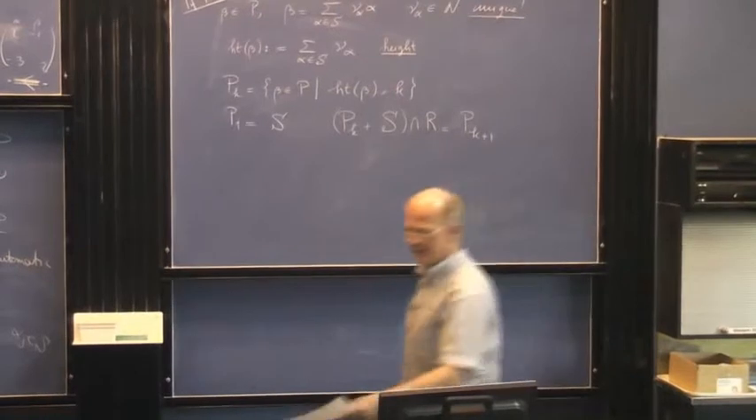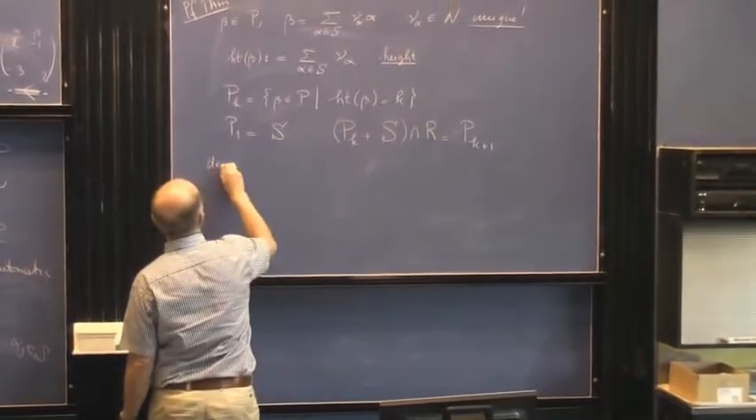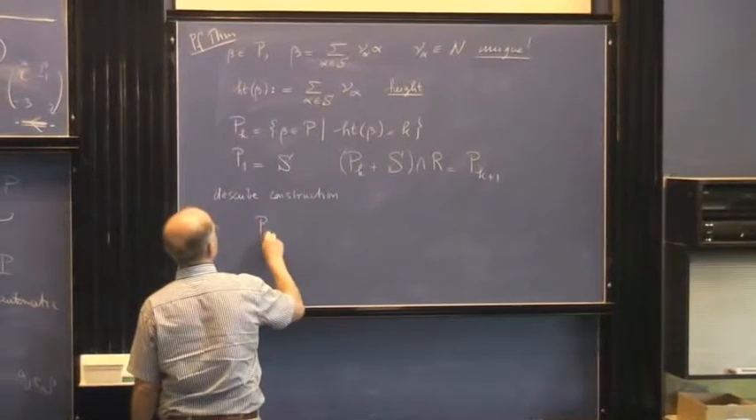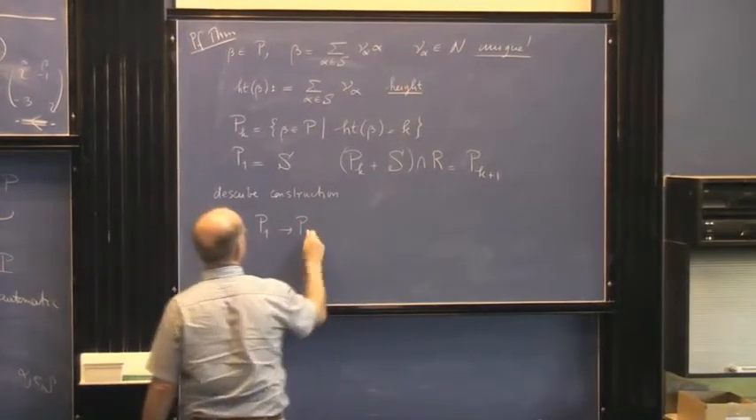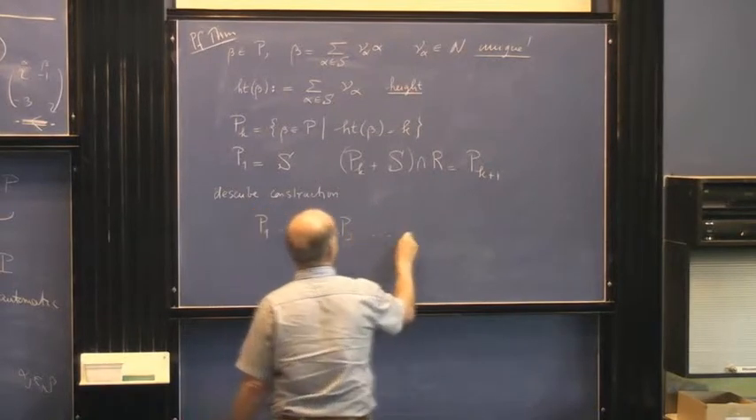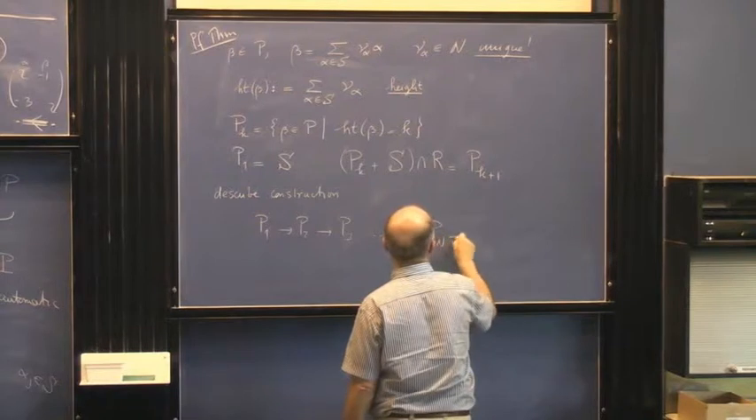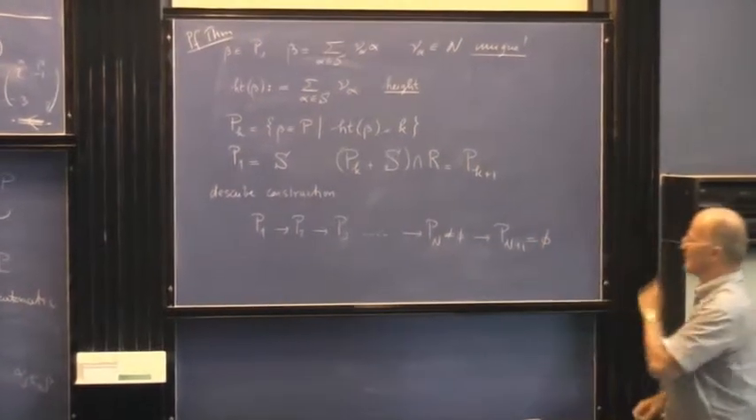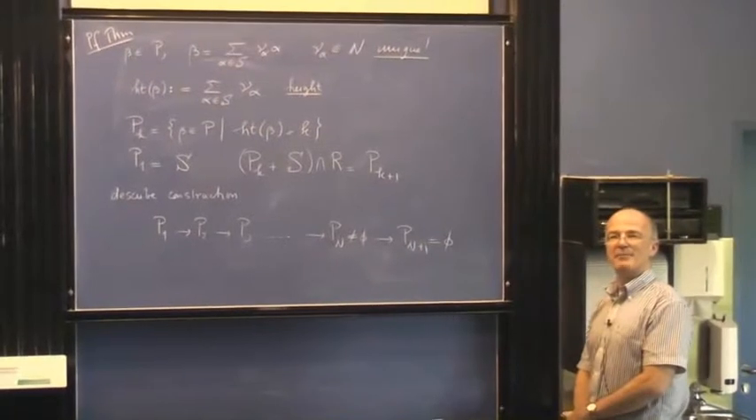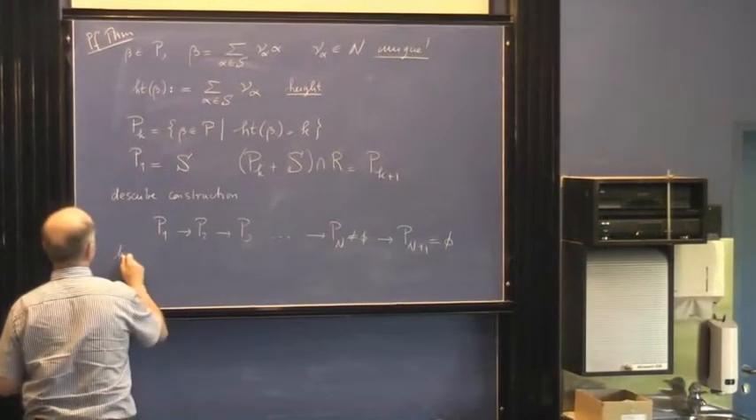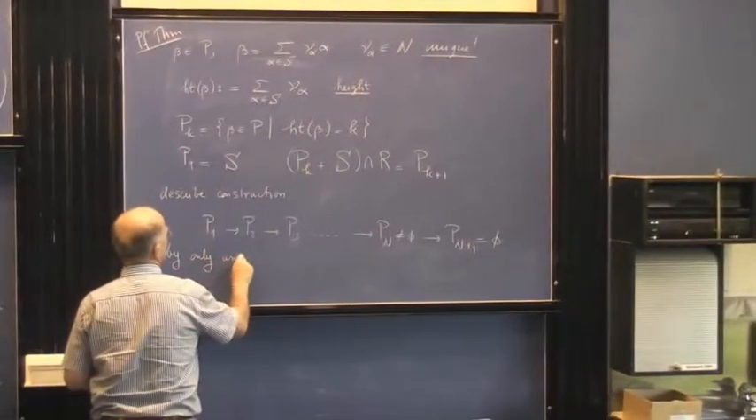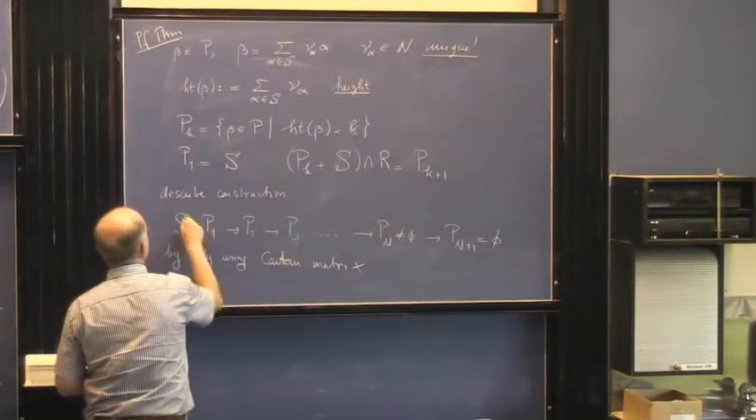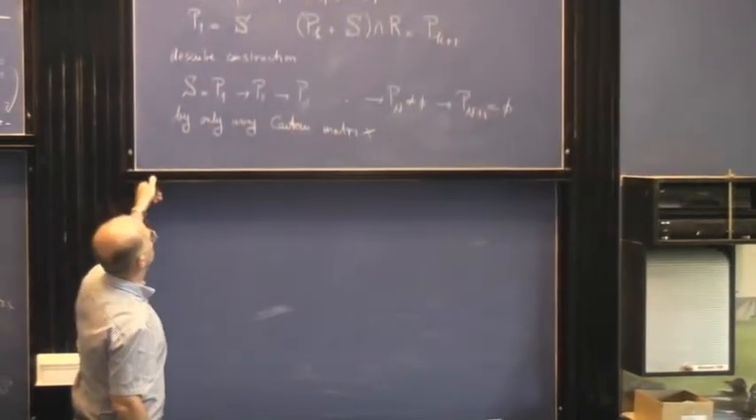And now the idea is that we can describe the construction: P1, there's P2, there's P3, there's Pn, still not empty, gives Pn plus 1 is empty. But I'm only using the data of the Cartan matrix. So, I'm only using the Cartan matrix.